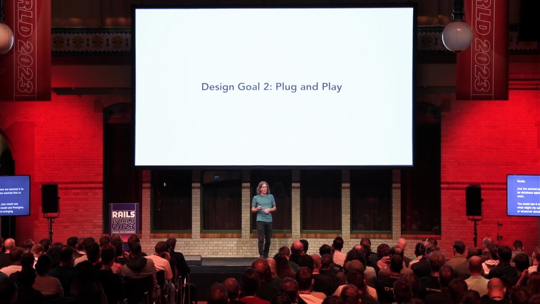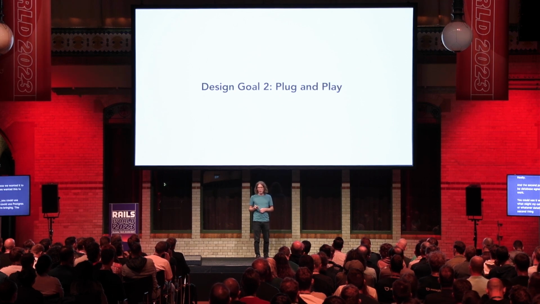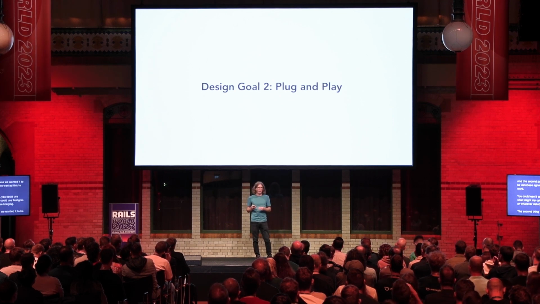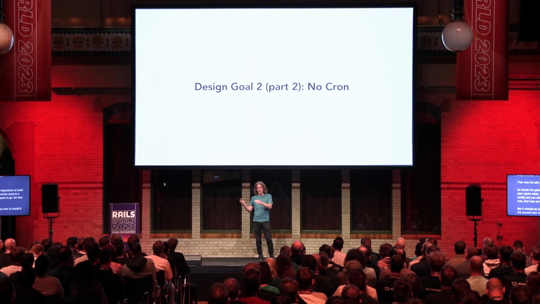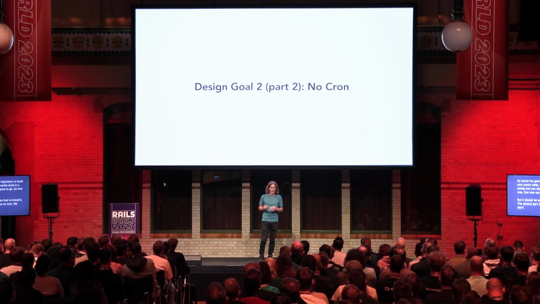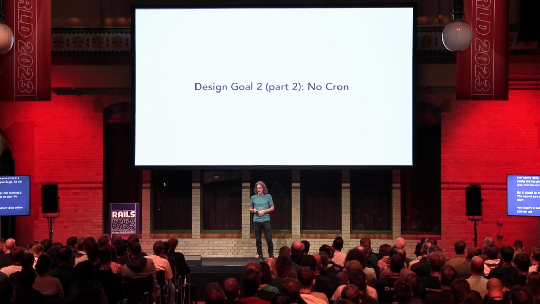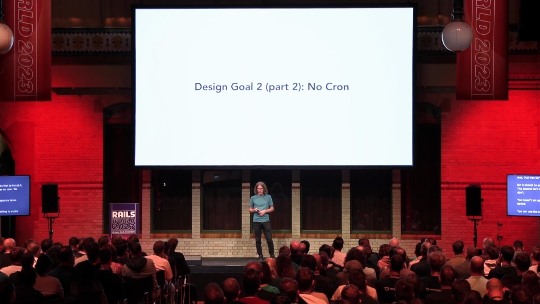The second thing was that we wanted it to be plug and play. So 3 steps, that was the aim. Install the gem, run the migrations to build your cache table, set your cache store in your config, and you should be good to go. It should be as simple as that to install it. And the second part of that was no cron. We don't want you having to set up separate tasks before you can use the cache, something to expire data out of it or anything like that.